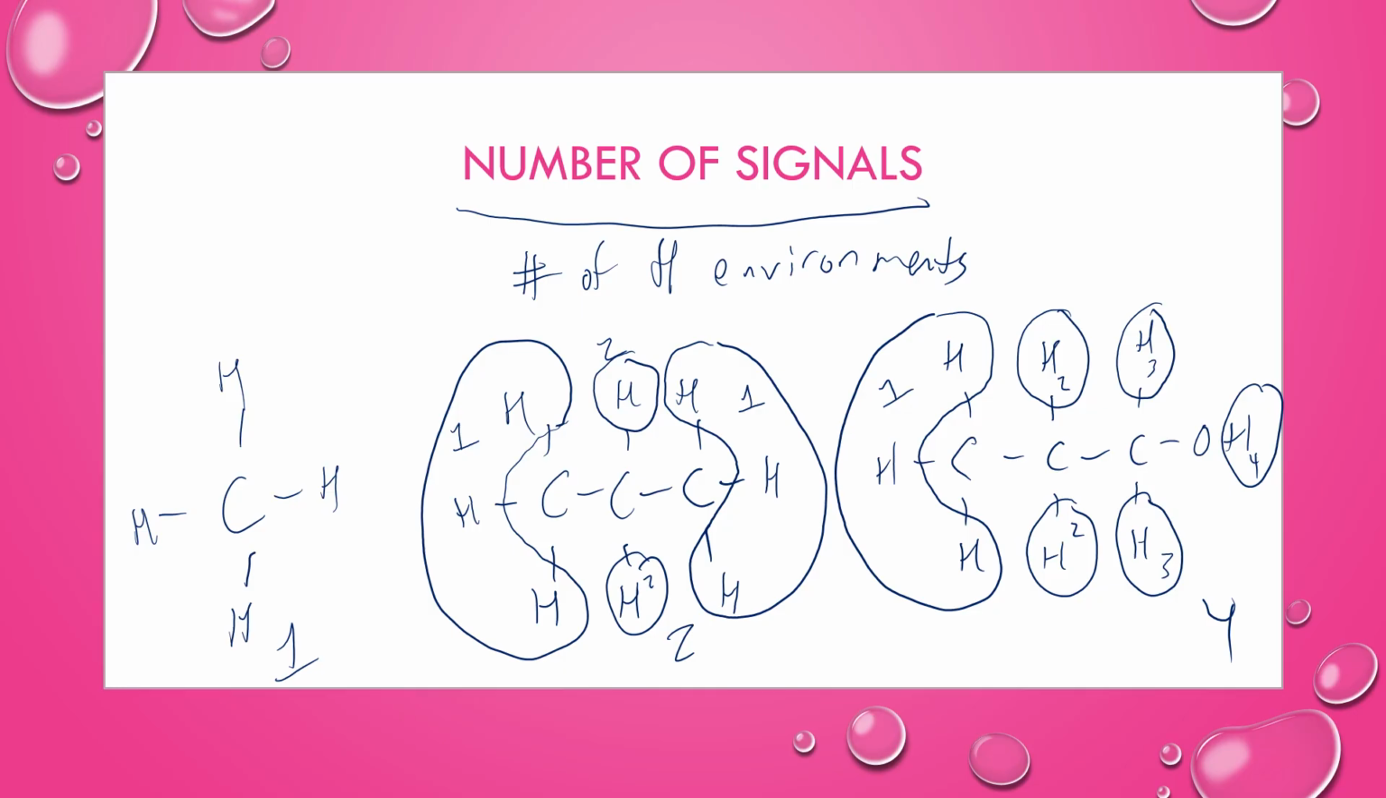So the number of environments refers to the number of peaks that you're going to get on the spectrum. That's going to look something like 4 peaks, versus methane's just 1 peak, versus propane's just 2 peaks. We'll look at some more specific graphs, spectra, when we get into all of the details.